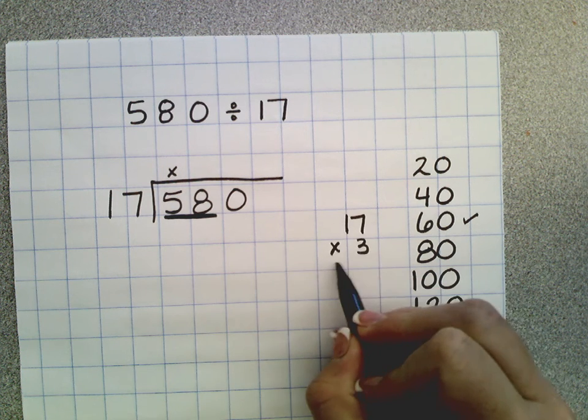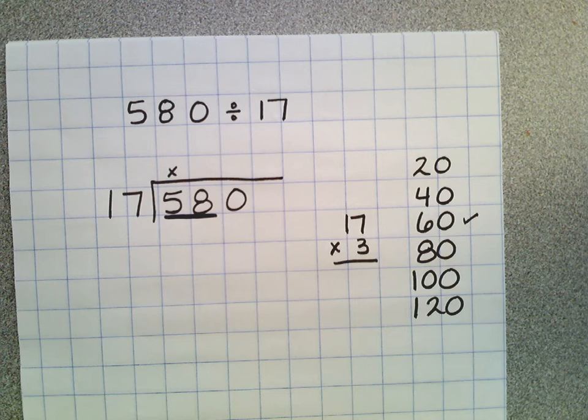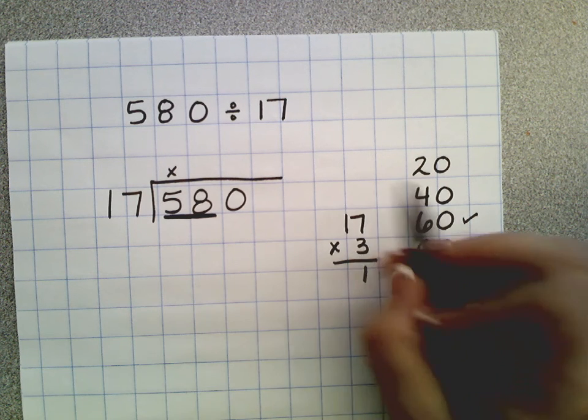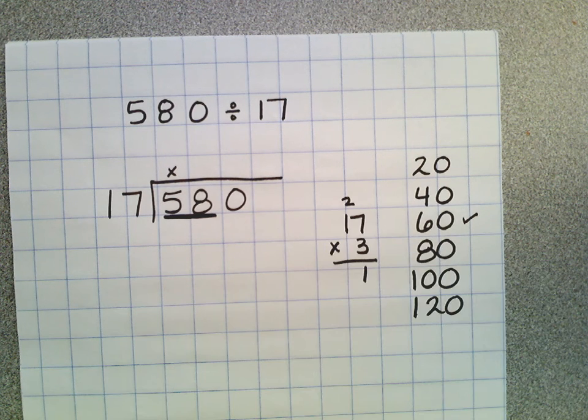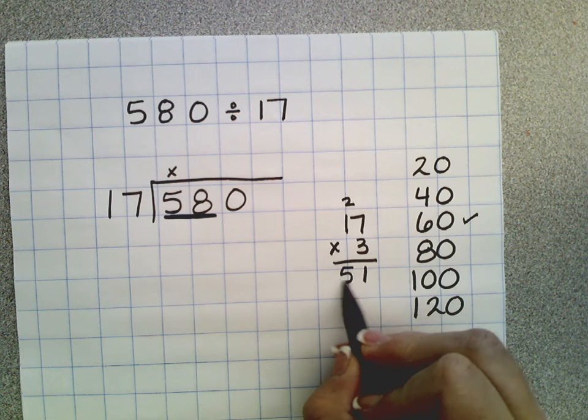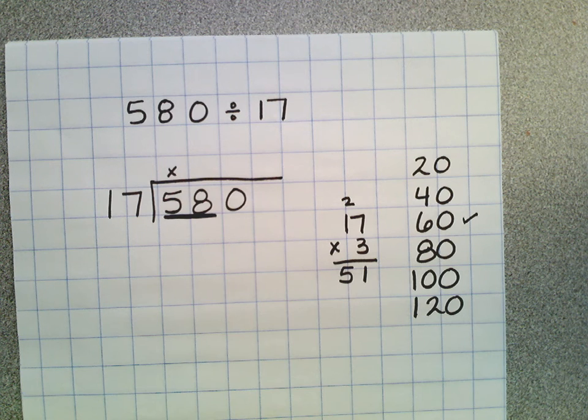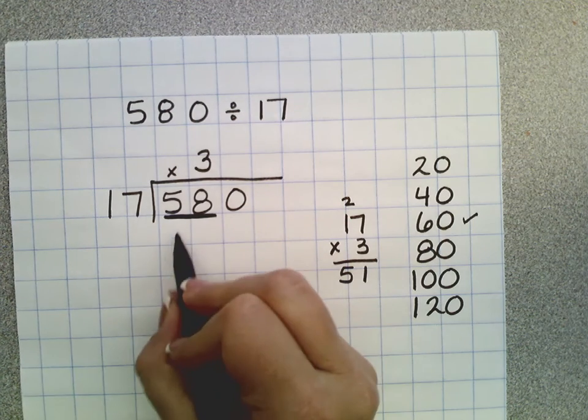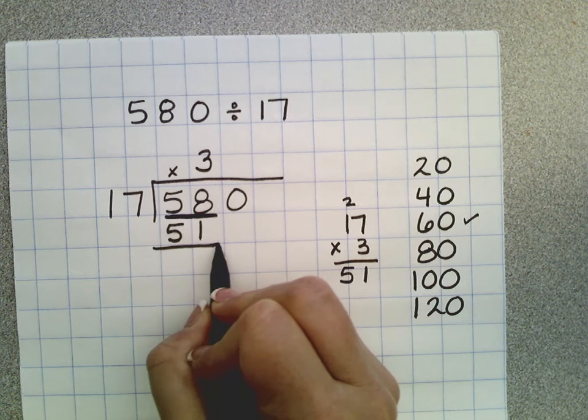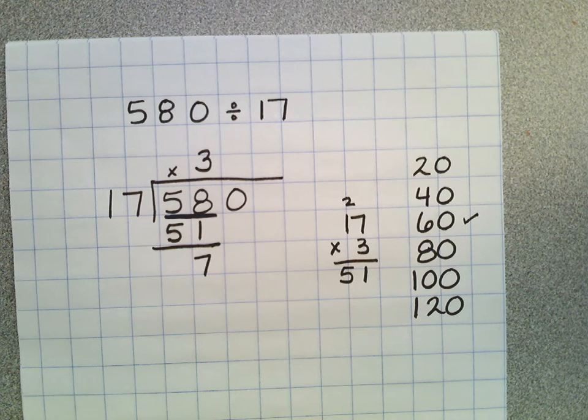Let's do 17 times 3, a little side math. 7 times 3 is 21. 1 times 3 is 3. Add on 2, it's 5. 51. That looks pretty good. Remember, that's times 3. Put your 3 above the 8 because we're dealing with 58. 3 times 17, we already did that. We said it was 51. We're going to subtract. We got a 7.